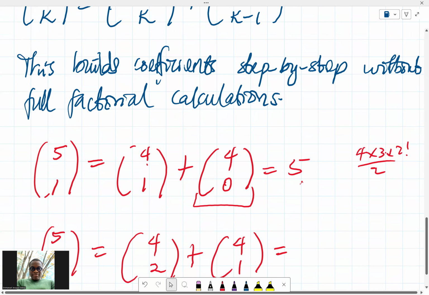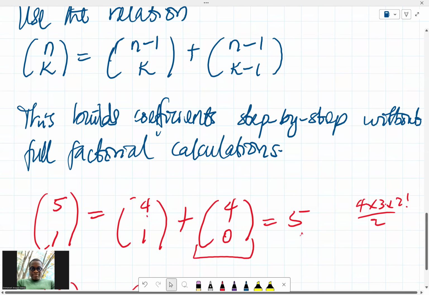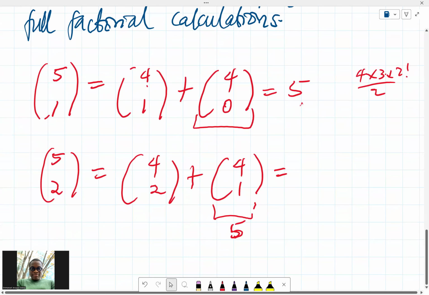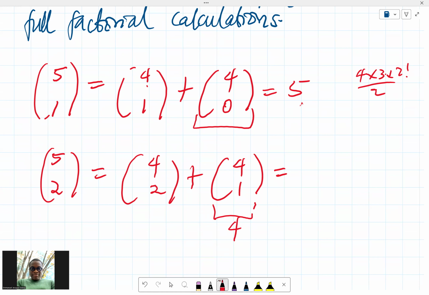It just tells you 4 combination 2 plus 4 combination 1 again. So 4 combination 1. Did I say this is 4? No, no, no. This is actually 4. 4 combination 1 is 4. 4 combination 0 is 1. So 4 combination 1 is 4. So this now is simply 6. So 5 combination 2 is 10.